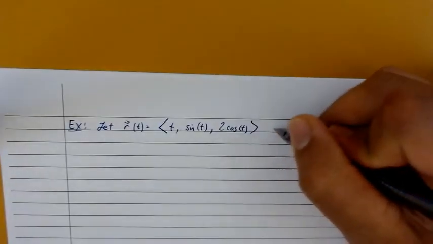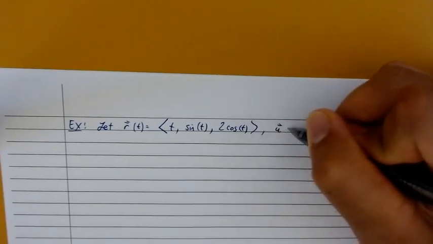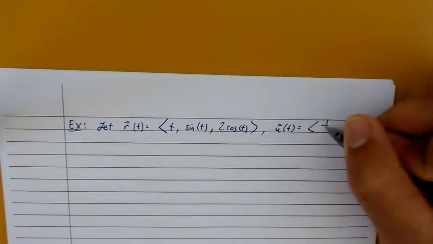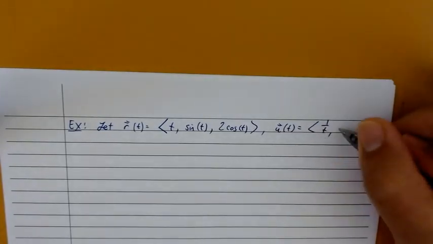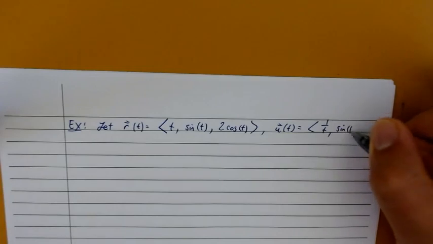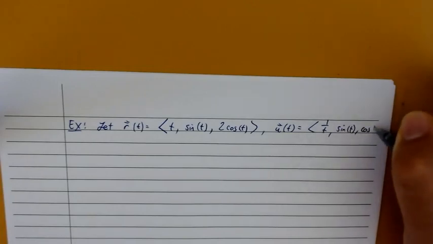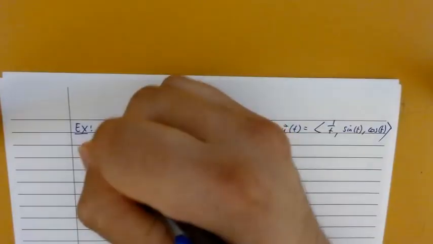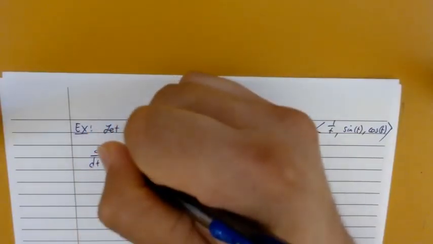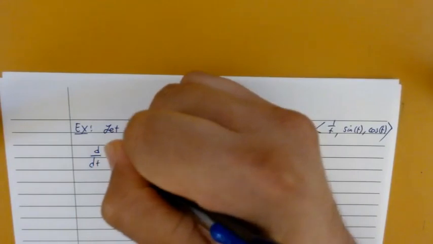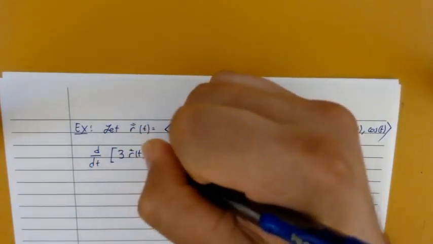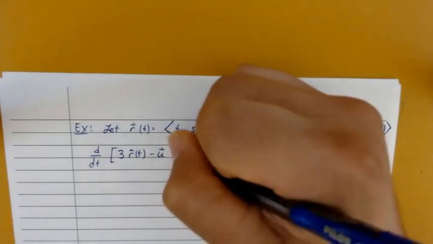Let's let r equal to that, and let's let the vector valued function u of t be given by 1 over t, comma the sine of t, comma the cosine of t. Let's find the derivative with respect to t of 3 times r of t minus u of t.